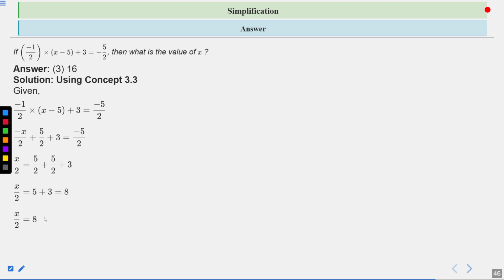Now we got x by 2 equals 8. So x will become 2 into 8 when we cross multiply. So we get the value of x, which equals 2 into 8, which equals 16. So the third one is the correct answer of this question. Next one.